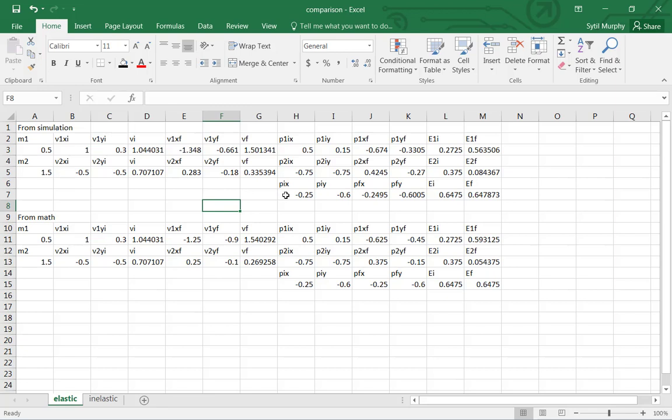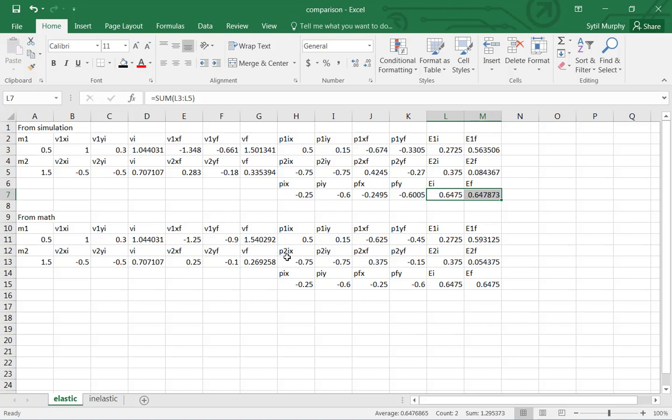Okay, so first thing is initial momentum in X is negative 0.25, and initial momentum in Y is negative 0.6. So I'm looking at these two numbers here. When I look at what comes from the simulation, I get something that is close to, but not exactly the same numbers for the final momentum. And the energies are similarly just not quite right. Okay, but everything is very close.